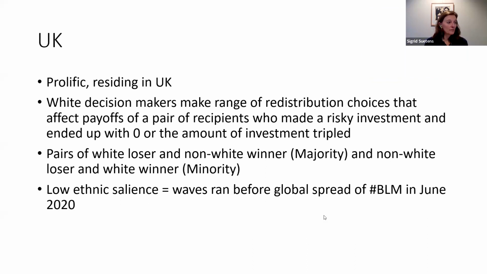Then let me continue to the UK experiment. The UK experiment was also run on a general population of people residing in the UK. Here we use Prolific. All the decision makers were white, and they made a range of redistribution choices that affected the payoff of a pair of recipients who before had made a risky investment, and they ended up with either 0 or the amount of the investment tripled. So they were either unlucky or lucky with their investment. The difference here is that the decision maker has no direct consequences to his or her own payoff.